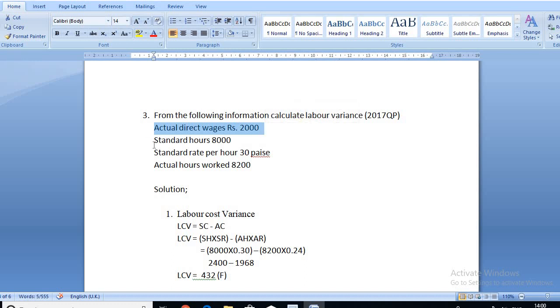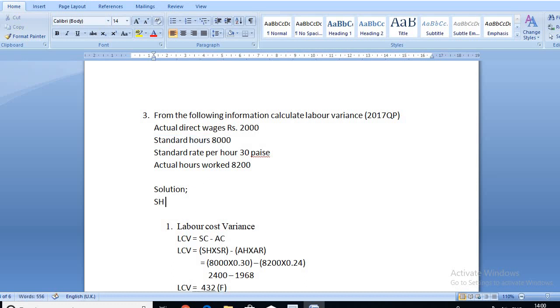2000 hours. Now standard hours, how much? 8000. So standard hours SH will be 8000 hours.